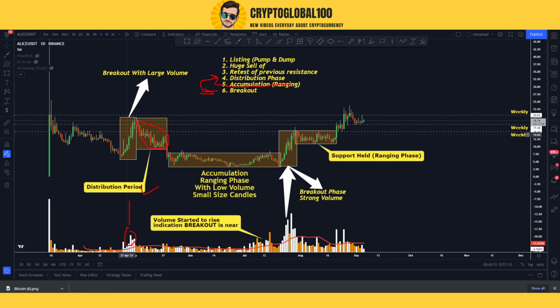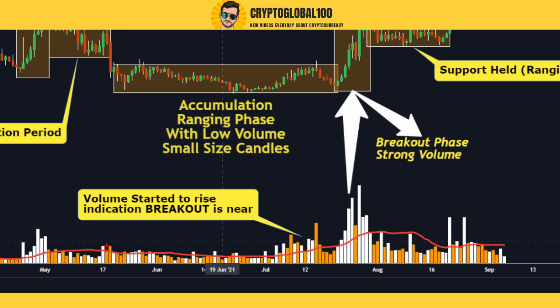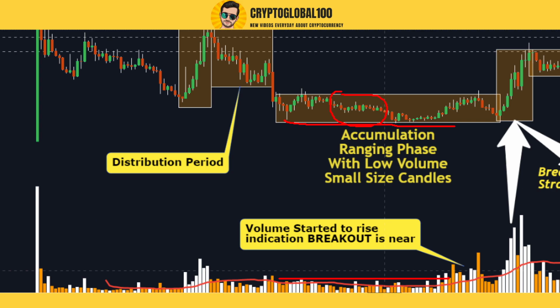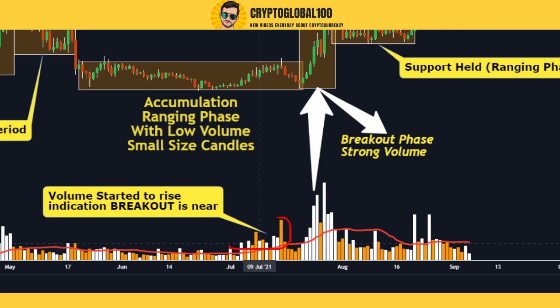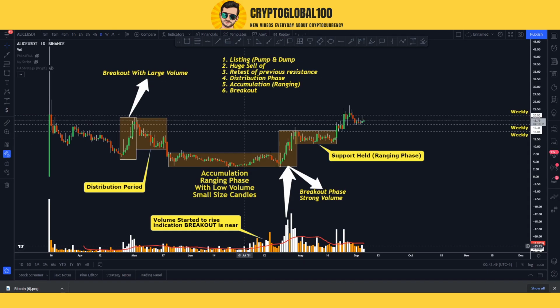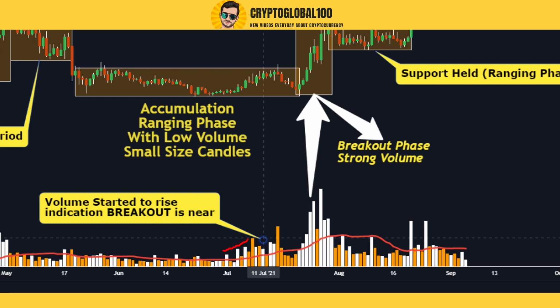Next we followed the pattern with accumulation, a ranging market, and it happened again with low volume. You can see the low volume here, the downside. This is the accumulation or the ranging market, with low volume and small size. You have to look at the size of the candles as well. Afterwards, when the volume started to rise, you can clearly see it.